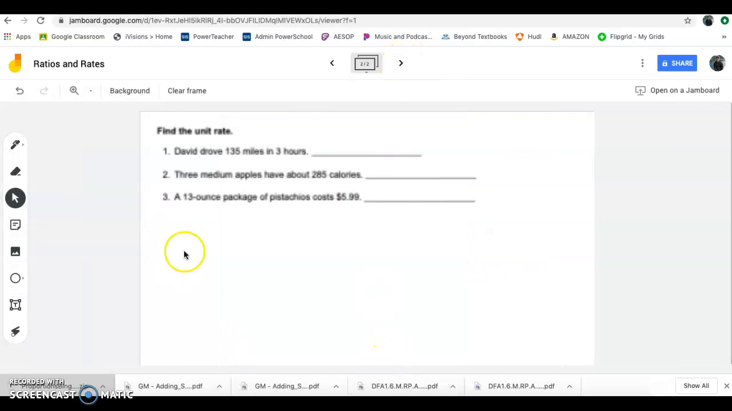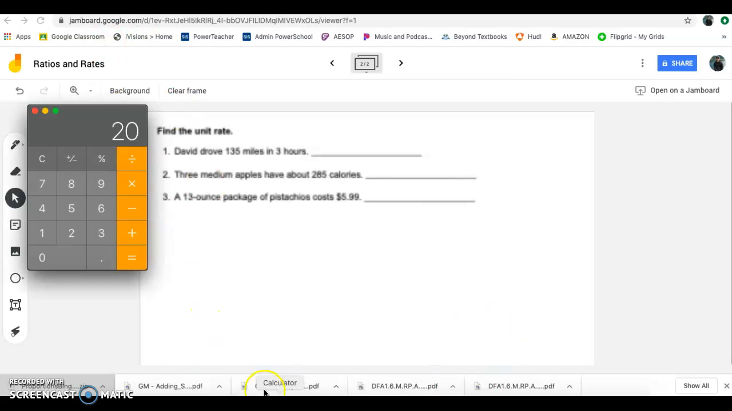Get that trusty calculator up again. There we go. All right, so same thing here. We're going to talk about unit rates. And remember, a unit rate needs to have a 1 in it, right? You're trying to find per mile. Anytime you see that per in it or singular, you are trying to solve for that one thing, all right? So David drove 135 miles in 3 hours. The worksheet wants us to find the unit rate.